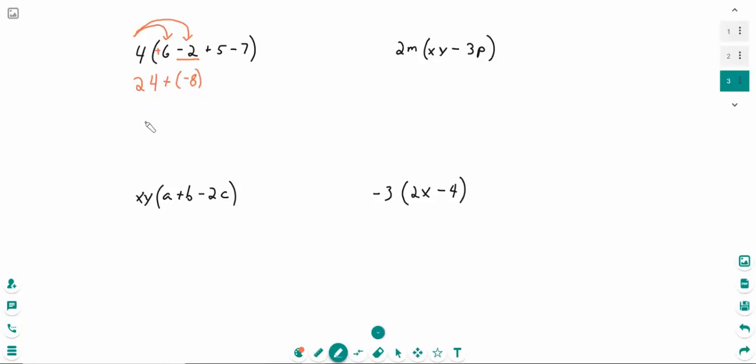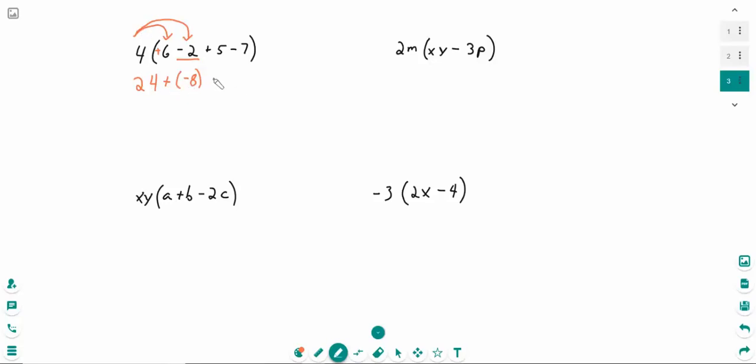I'm going to put that in parentheses. The only reason I'm putting that in parentheses is I don't like two signs right next to each other. I have this plus sign. If I didn't have this in parentheses, I'd have plus minus 8, which is just awkward. So I like to put it in parentheses if we have two signs, in addition and subtraction, right next to each other. All right, so we have 24 plus a negative 8.